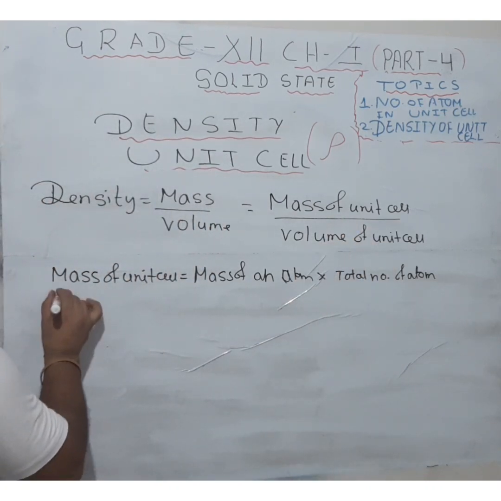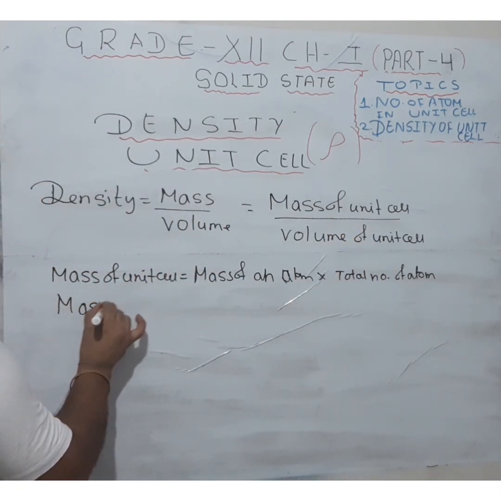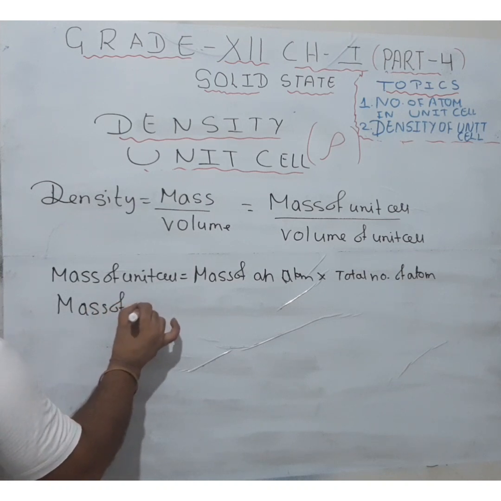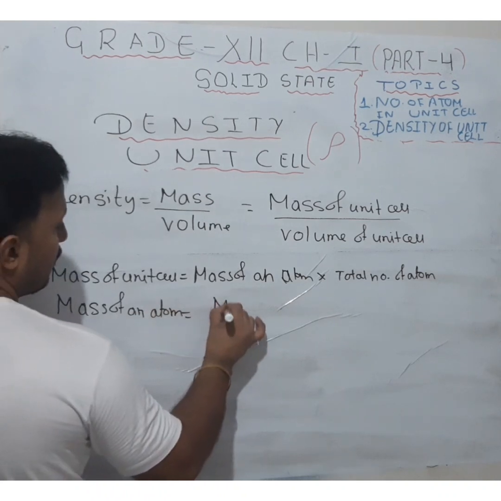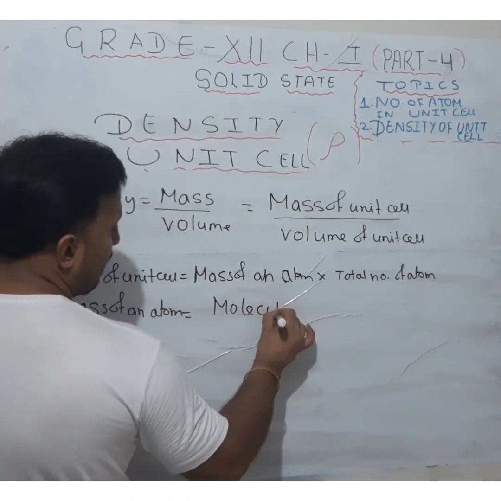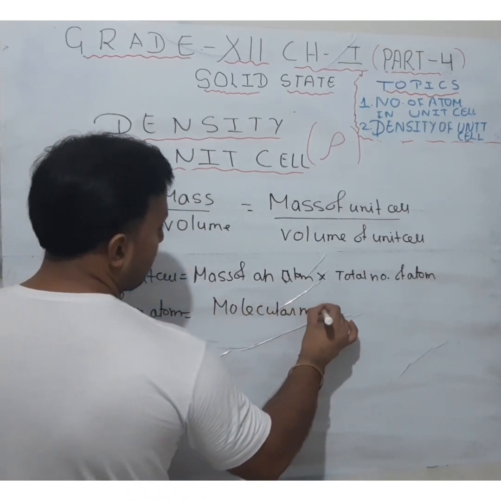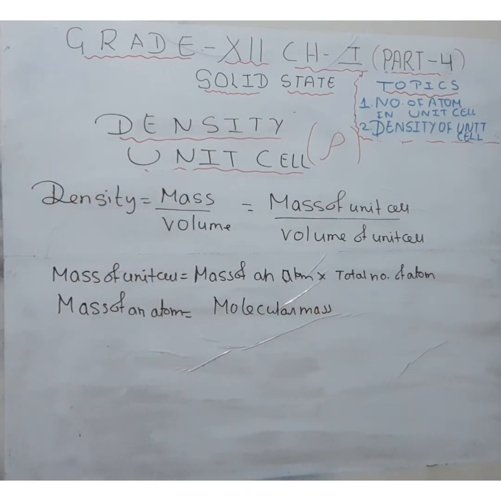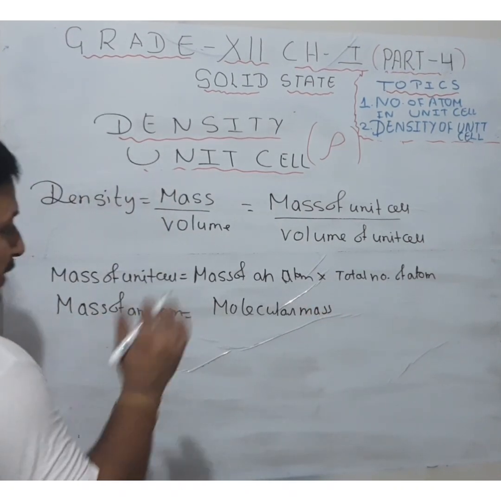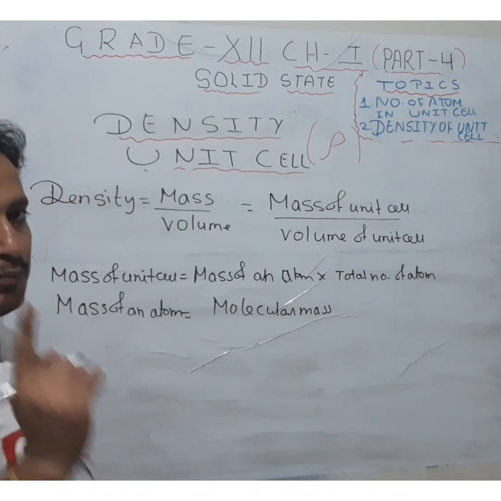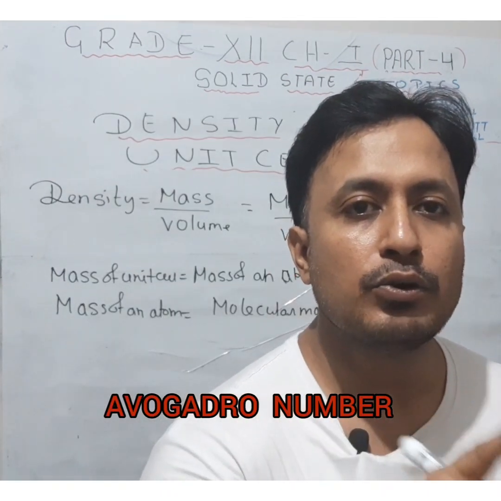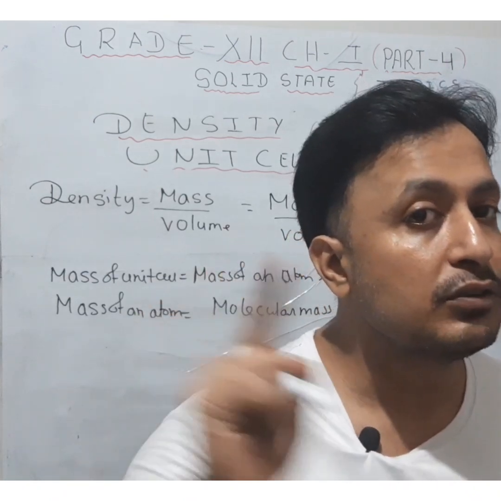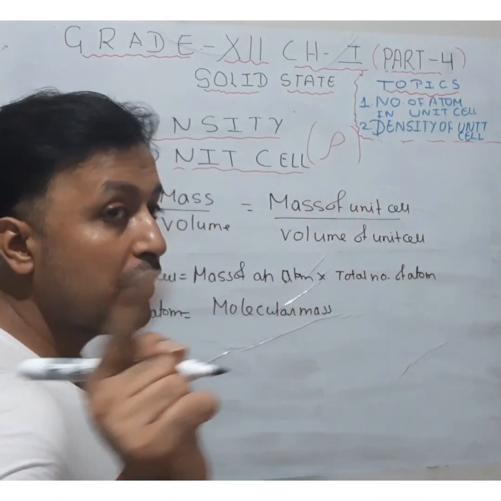But we need to know one more thing: how to determine the mass of an atom. For that, we have to use the molecular mass of the substance, because we are provided with that. The molecular mass of a substance is the mass of how many atoms? It is the mass of 6.022 into 10 raised to power 23 atoms, which is equivalent to the Avogadro number.